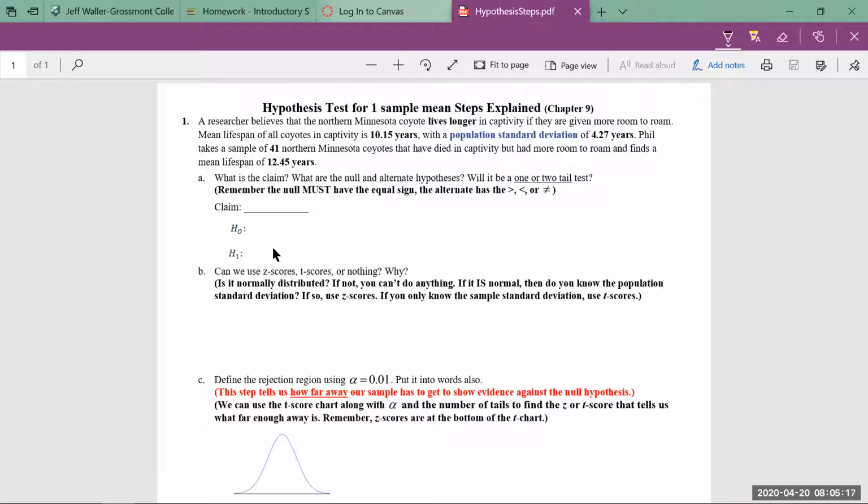Is the claim that all coyotes in captivity, their lifespan is 10.15 years? No, it's the one where it's 12.45. No. So the claim, all right. I know that the lifespan of all coyotes is 10.15 years. I'm not going to make a claim about all coyotes being 10.15. So here it is. You ready? Look at the first sentence. What's the magic word in the first sentence that tells me that's a claim?